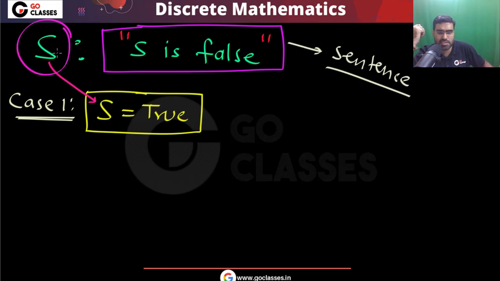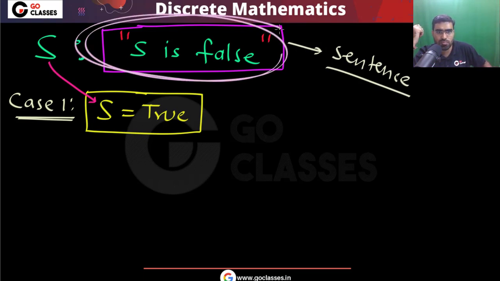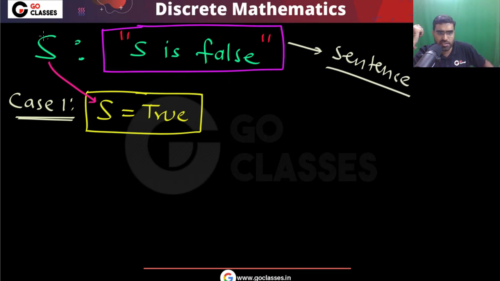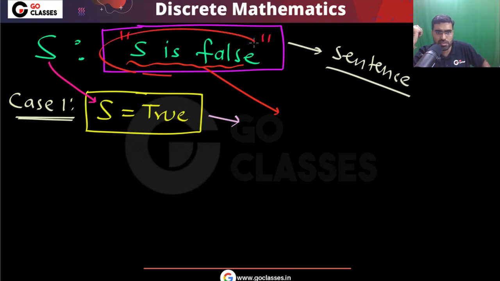If I say this S is true, then it means this is true. So what does it mean? It means that this is true. So I can say this is true means S is false.